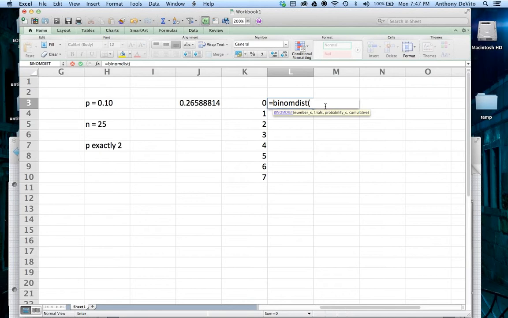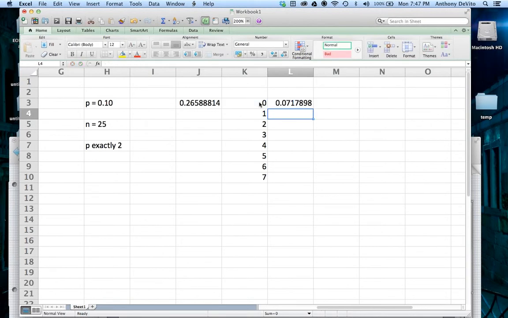Instead of putting a number in there, I'm going to click in here. It's going to use the number 0. Comma, the number of trials is 25. Comma, the probability of success is 0.1. Comma, I'm going to put false for cumulative. I only want the probability of having nobody that has diabetes.